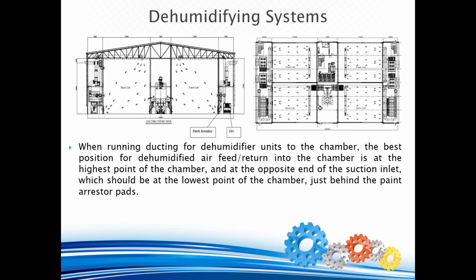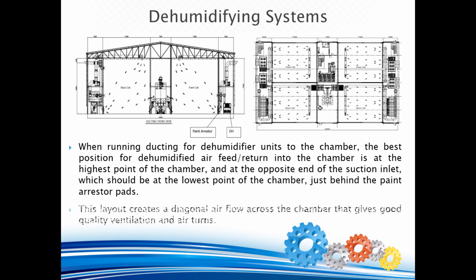When running ducting for dehumidifier units to the chamber, the best position for the dehumidified air feed return into the chamber is at the highest point of the chamber, and at the opposite end of the suction inlet, which should be at the lowest point of the chamber, just behind the paint arrestor pads. This layout creates a diagonal airflow across the chamber that gives good quality ventilation and air turns.